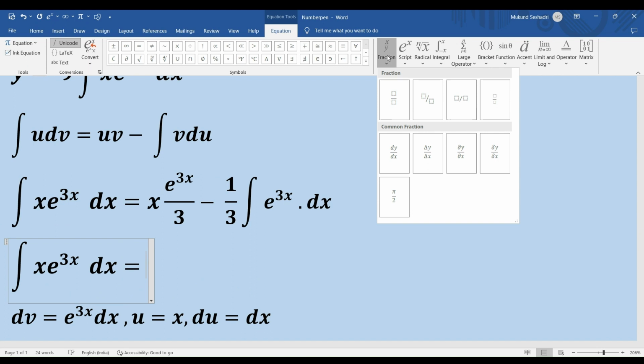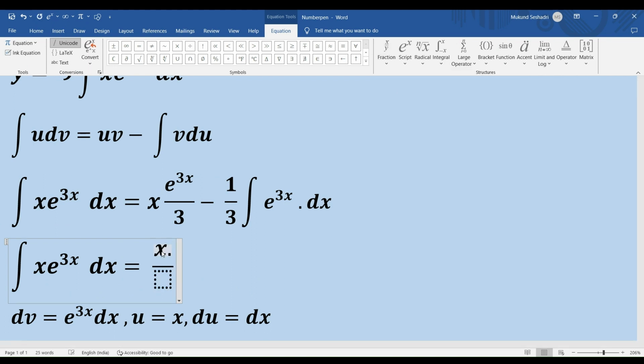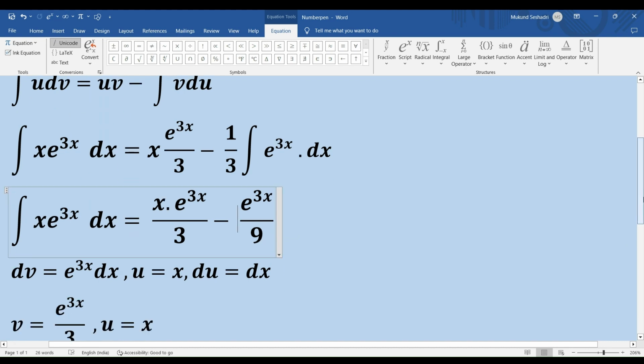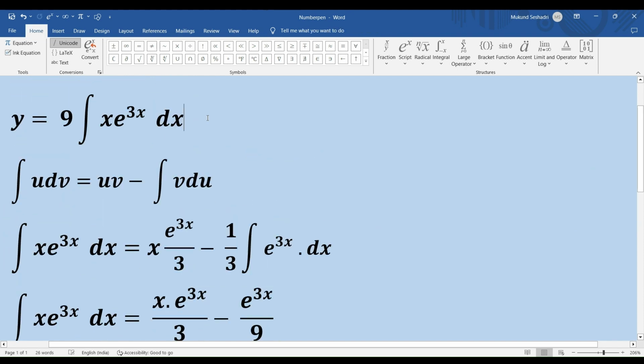My RHS is what I am writing down now. I have x times e to the power 3x by 3 minus 1 by 3 times. Again, I have an integral of e to the power 3x dx, which is nothing but e to the power 3x by 3, right? Now, I have a 3 into 3 in the denominator of the second expression. So I'm going to write this as e to the power 3x by 9. I'm going to eliminate this, right? So this is what I have as the integral of x times e to the power 3x dx using integration by parts, right?